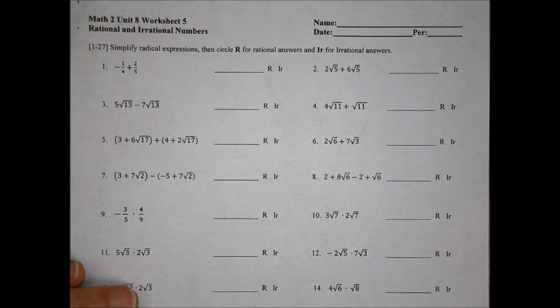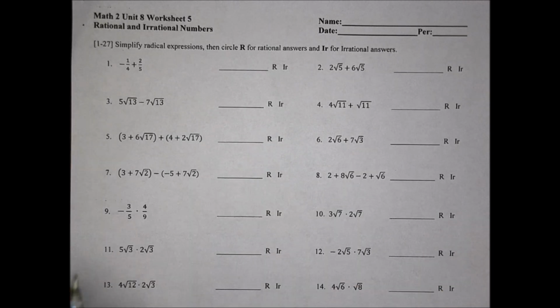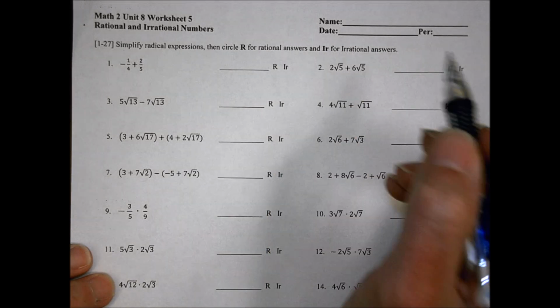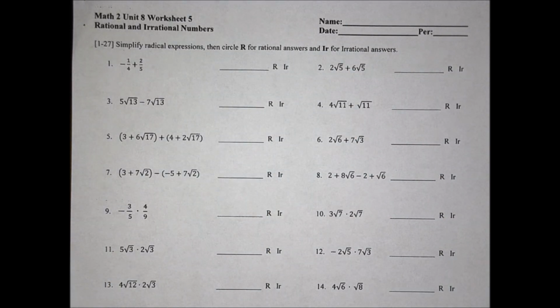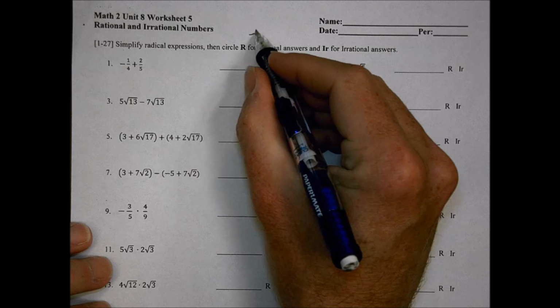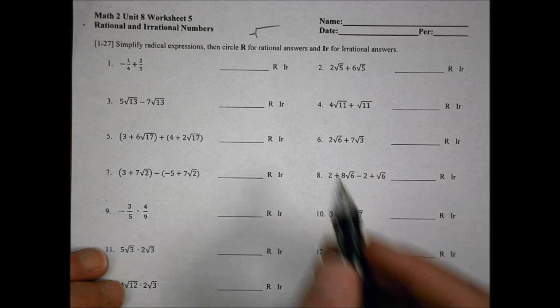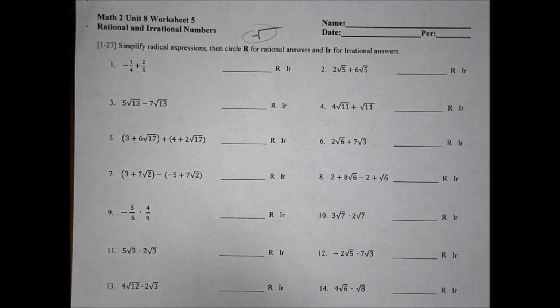Hey, this is Math 2, Unit 8, Worksheet number 5. I want you to simplify radical expressions and then circle R for rational and IR for irrational numbers. Basically, if it has a radical like this, a square root of any kind in it, we're going to call it irrational. And that's pretty much it for today's lesson. So if you end up with a fraction or a whole number, it's rational. If you still have one of these crazy things, it's irrational.